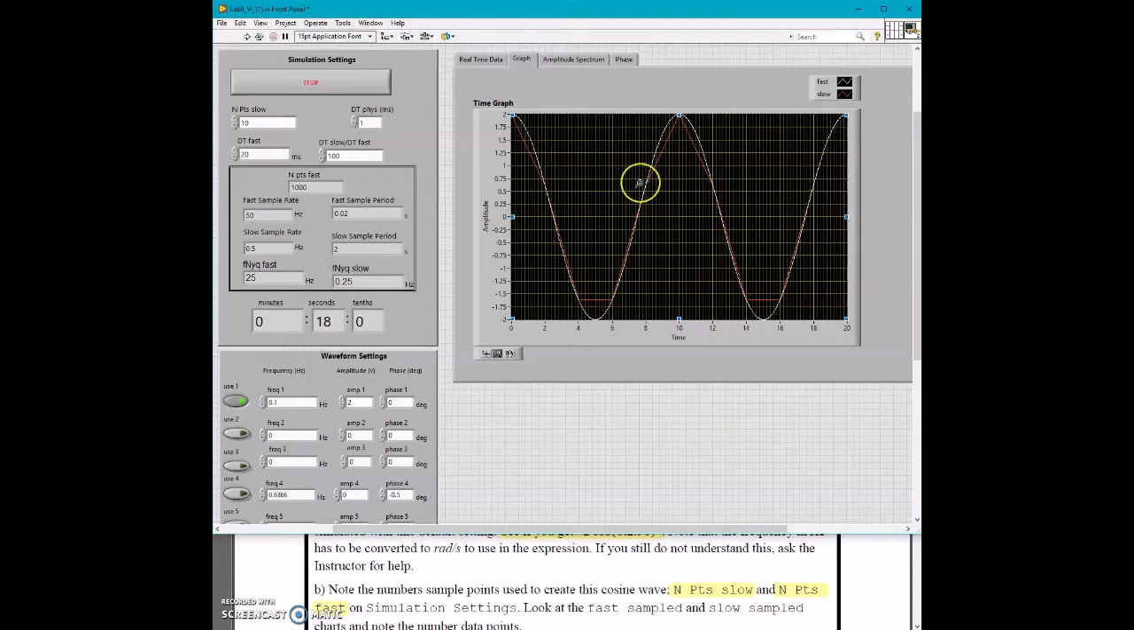And how many data points do we have? We have 1, 2, 3, 4, 5, 6, 7, 8, 9, 10 data points. And 10 data points taken every 2 seconds doesn't take you to 20 seconds. It takes you to 18 seconds. So why 10 data points? Because it says so right there. N PT slow is 10 on the left panel.